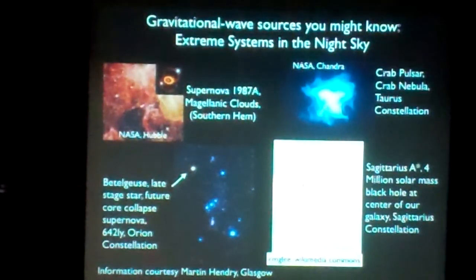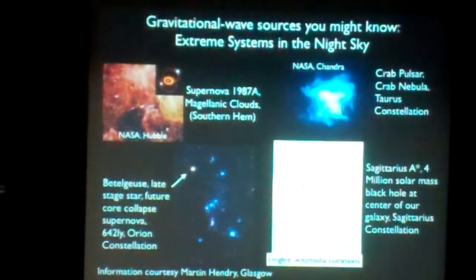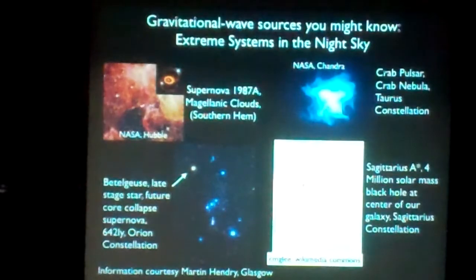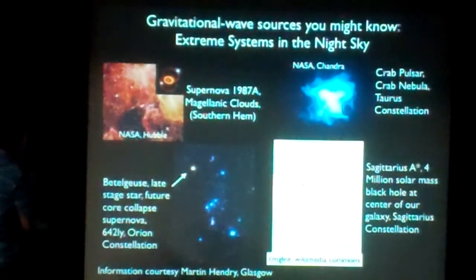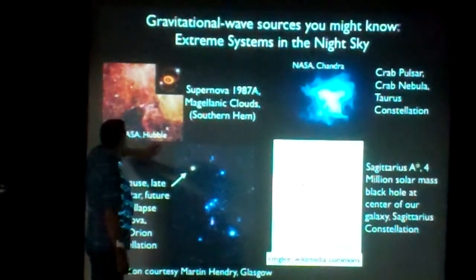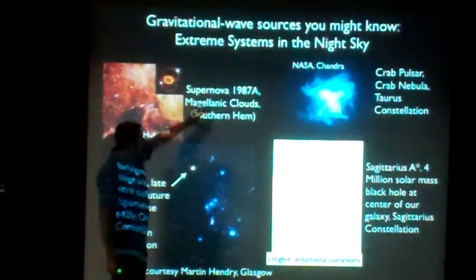All right. So I also teach astronomy at Cal State Fullerton. Larry and I met at the OC Astronomers meeting in nearby Chapman College, and I showed a similar slide here. If you're wondering what kind of systems emit gravitational waves, or which of them are ones that you might know of, or might have seen through a telescope, well, there was supernova 1987A, which is a beautiful supernova, but it's only visible from the southern hemisphere.